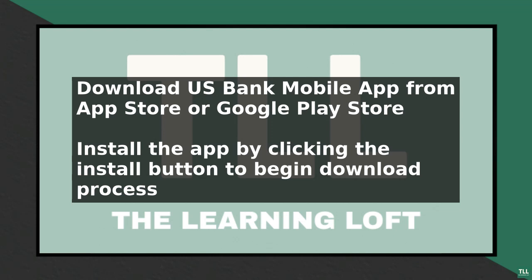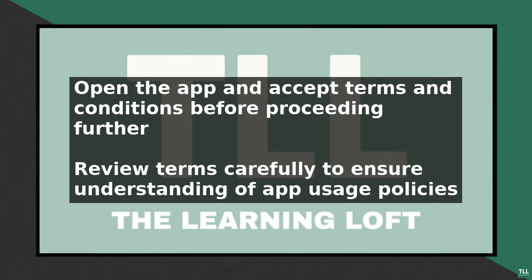First, you need to download the US Bank mobile app from the App Store for iPhone users or Google Play Store for Android users. Simply search for US Bank Mobile and select the app from the search results. Click the Install button to begin the download process. Once the app is downloaded, open it and click on the Get Started button.